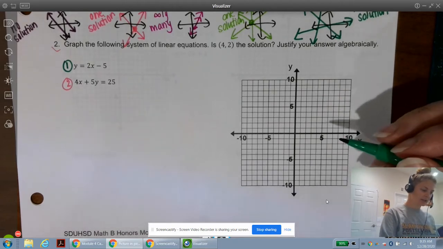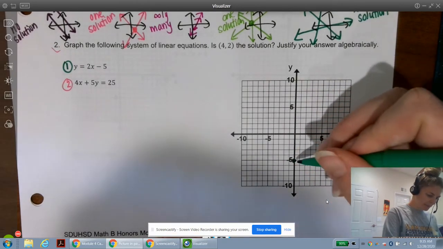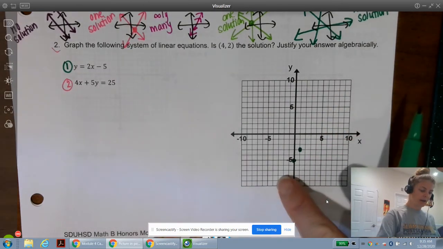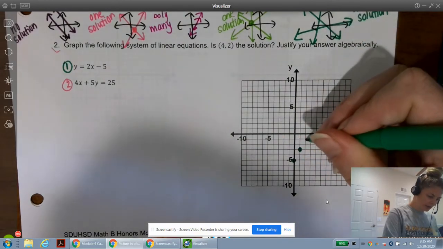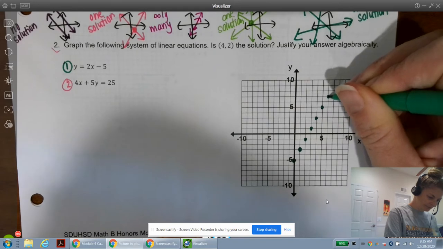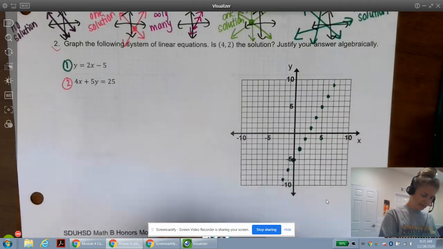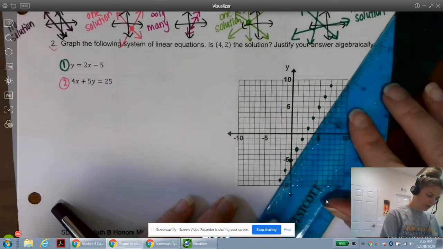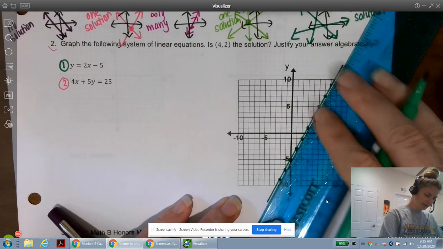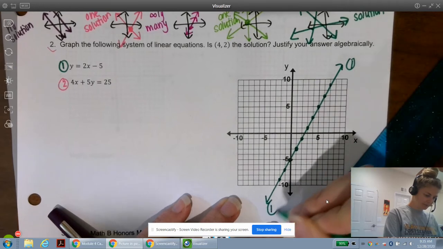Equation 1 is written in slope-intercept form, y equals mx plus b. So I'm going to start with my y-intercept, -5, and go up 2, right 1. Before I continue graphing, I'm going to double check. Positive slope, good. I'm going to keep on graphing because I need this to be as accurate as possible. I'm going to grab my ruler here and label this as 1.